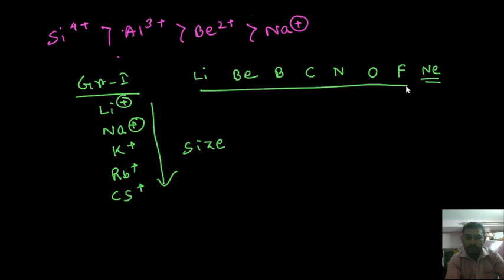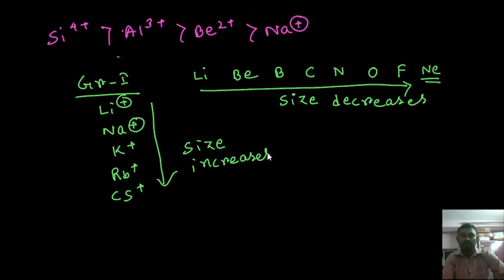So across the period from left to right, the size decreases, and down the group, the size increases. This is the periodic trend of the size or radius. From left to right in the period the size decreases, and down the group the size increases.